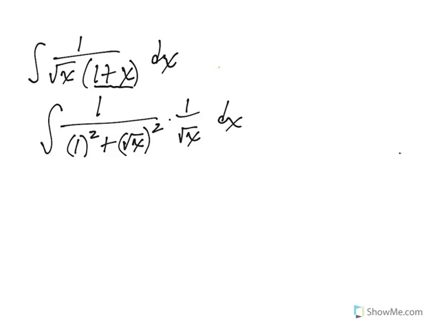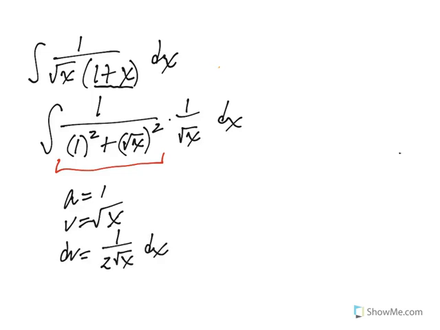If I look at this first part right here, the reason I'm writing it that way is to clearly define what a is. a is equal to 1, u is equal to the square root of x, so that I can now do my u substitution. du is 1 over 2 root x dx. I don't need the 2, but I need everything else. So if I bring that 2 over here, this portion right here is this portion right here. So this integral will, in fact, turn into an arctan problem.